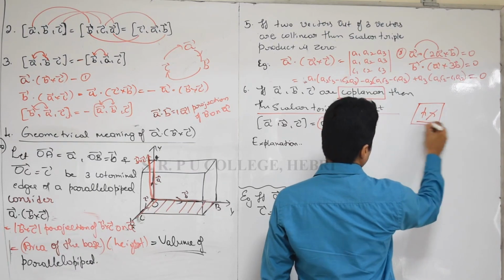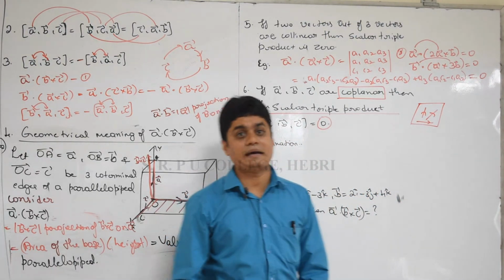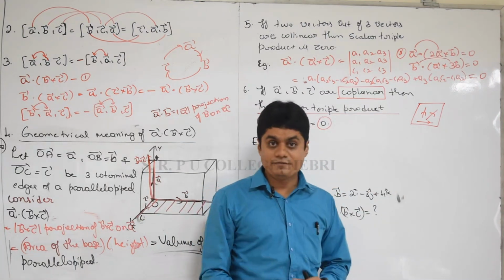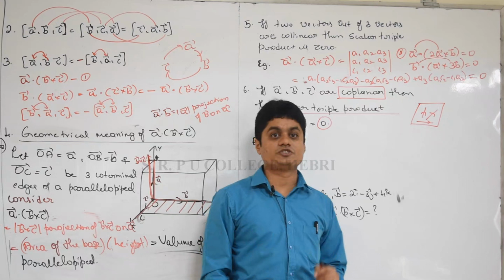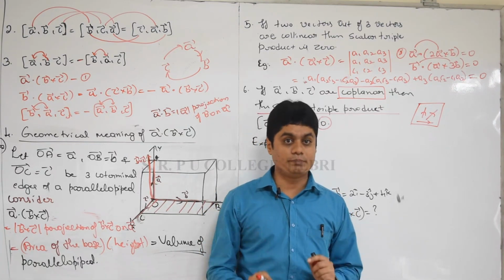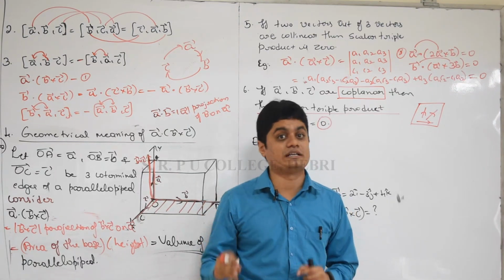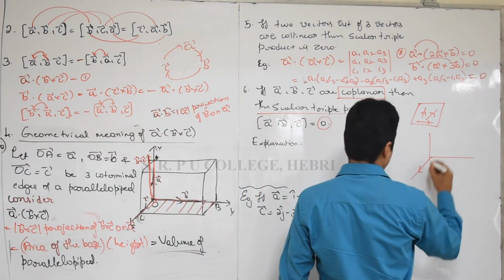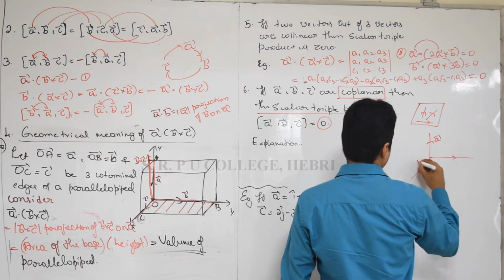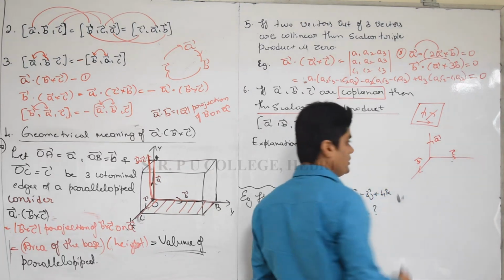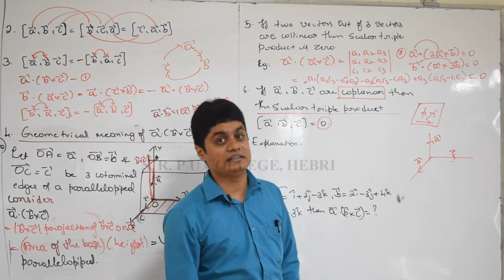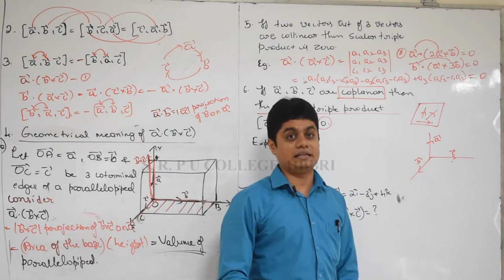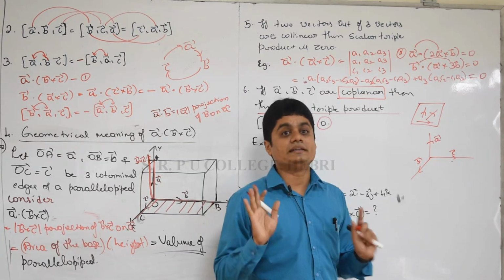Suppose three vectors are coplanar, then is it possible to have a parallelepiped using these three vectors? See, the geometric meaning of the scalar triple product: A dot B cross C represents the volume of the parallelepiped where A, B, C are the co-terminal edges. You can observe in that diagram, this is vector A, this is vector B, this is vector C. They belong to three different planes. They are not in the same plane. Suppose these three co-terminal edges belong to the same plane, then what will happen?